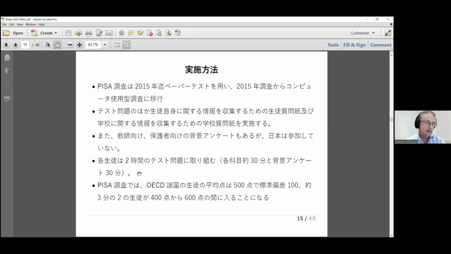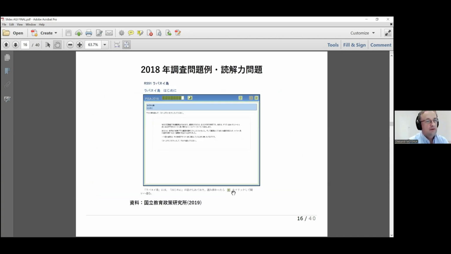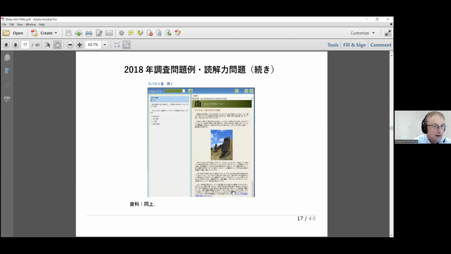The average score is standardized, so it is 500, and the standard deviation is 100. So if you look at the size of effect, it's very easy to visualize. With a standard deviation of 100, we can measure how much a difference is relative to the typical standard deviation. This is the screen of the test that students face. This is the question that students are expected to read, and then there is a multiple choice question on the left side.